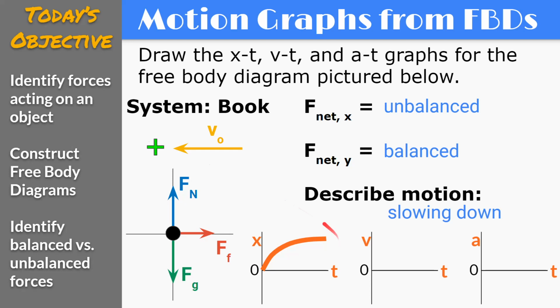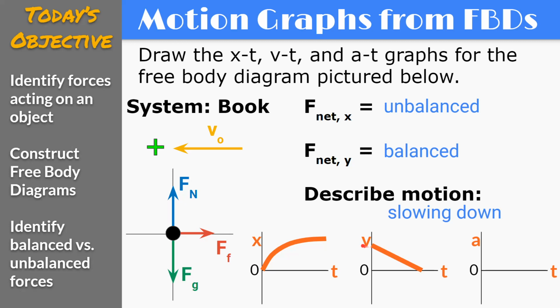Okay, now could you define this as the negative direction? Sure, it's going to change the way that your graph looks. But if you did, you'd still have it slowing down, it would just be moving backwards. But again, you have to define your direction. Okay, so I have it moving forward, slowing down. On my VT graph, forward slowing down will look like this.